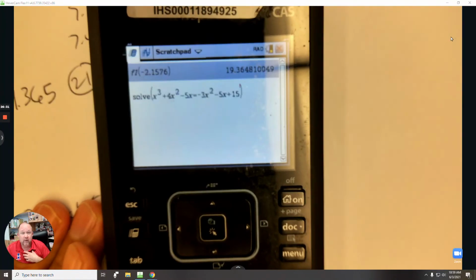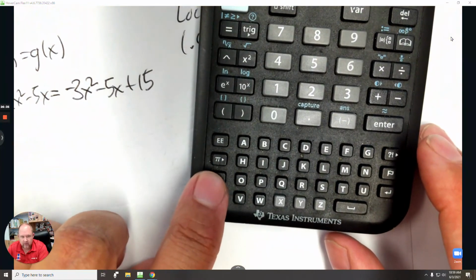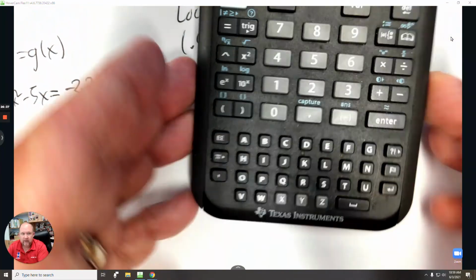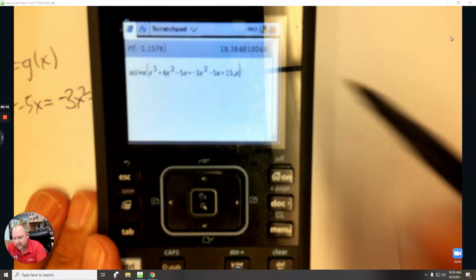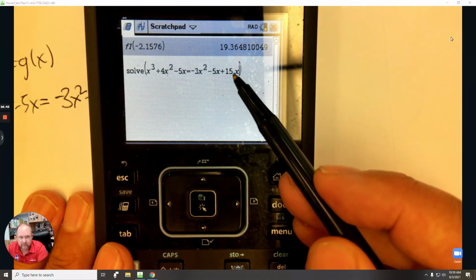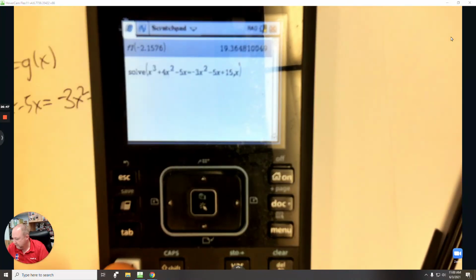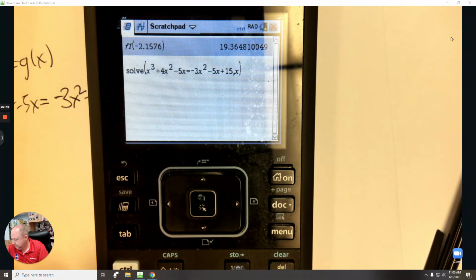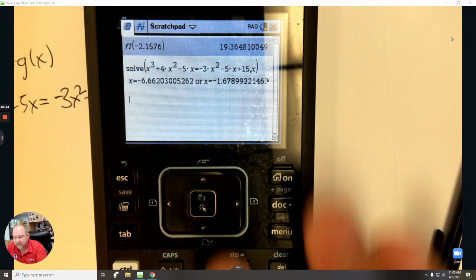Now to solve an equation with this calculator, we need to know where the comma button is. We're going to go comma x. When I press comma and x, that's the code for the calculator to say solve for x. Now it's ready to solve. I'm going to go Control Enter. And we have answers here.